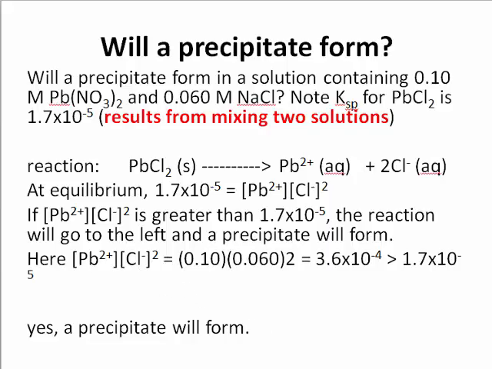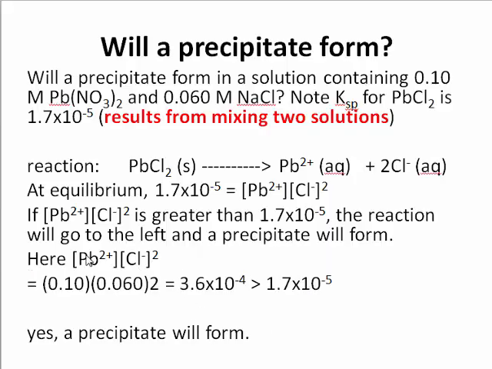Alright, in this case, the lead concentration times the square of the chloride concentration is 0.1 from the lead nitrate times 0.060 squared from the sodium chloride. Total on the calculator from this is 3.6 times 10 to the negative 4, which is greater than K. So yes, a precipitate will form.